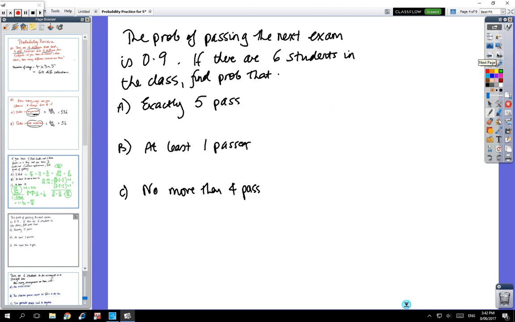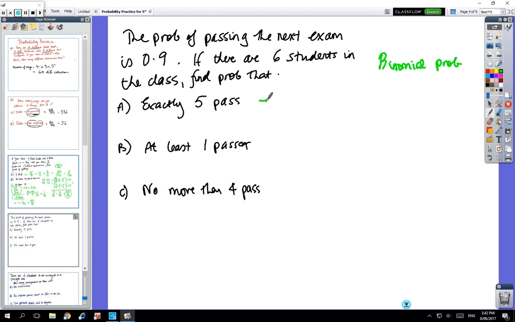Okay, the probability of passing the next exam is 0.9. It's probably closer to 1, hopefully. If you've got 6 students in the class, find the probability that exactly 5 pass, at least 1 passes, no more than 4 passes. So this is a binomial. Okay, binomial probability because it's 2 things, passing and failing. So have a go, and when you're ready, come back live.